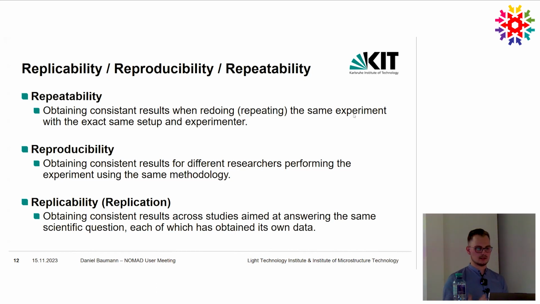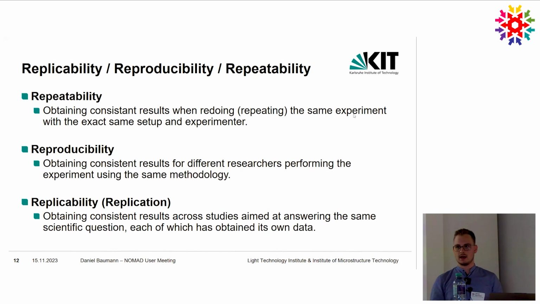Reproducibility, on the other hand, is a bit harder to show. This means that you use the same experimental methodology, but some things, for example, the researcher or the solution you use, changes over time. And replication or replicability means that you have the same scientific question, but you have maybe a different method to analyze your data. So you don't use the JV measurements to analyze the influence of temperature, but maybe you use XRD data, and hopefully then come to the same conclusion.